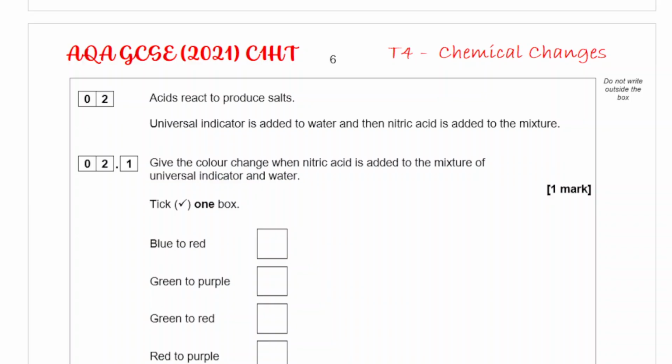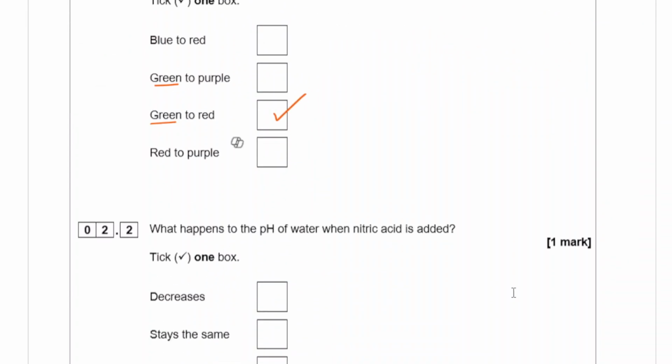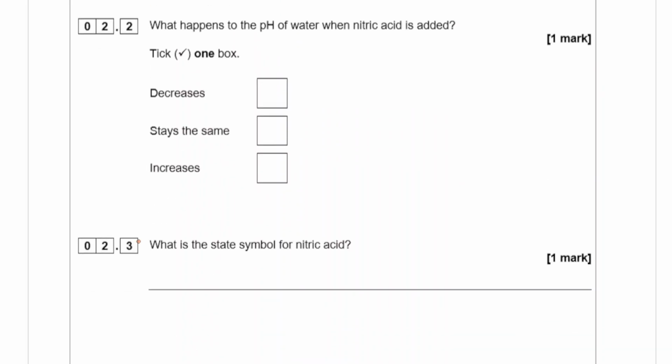Now, when it's universal indicator and water, that water is neutral, so it should be green. So it can be either the second or the third one. Now, when you're adding acid, the indicator will turn red. So it is going to be the third one, green to red. What happens to the pH of the water when nitric acid is added? The pH should decrease. Remember, acids have a pH between 1 to 6.